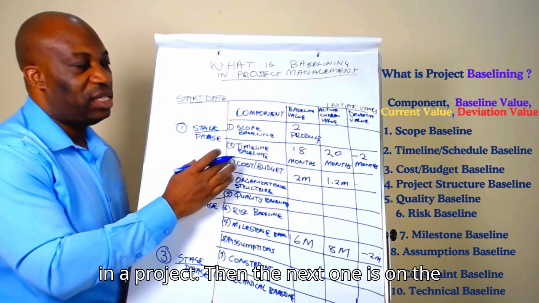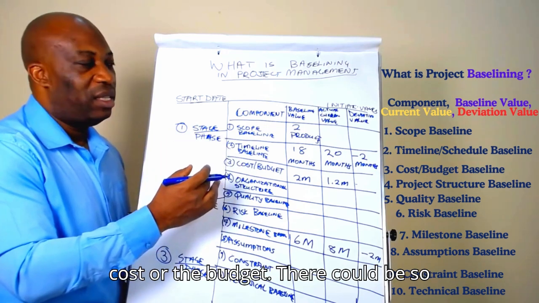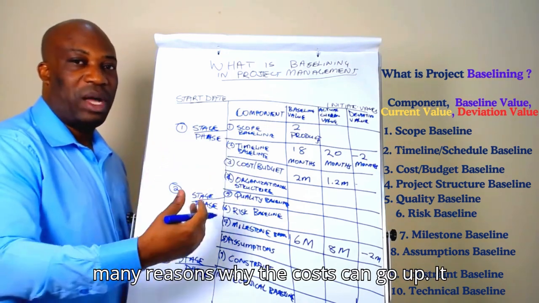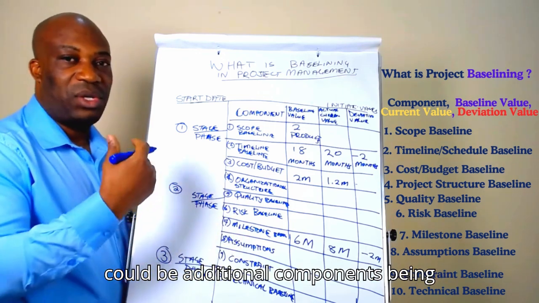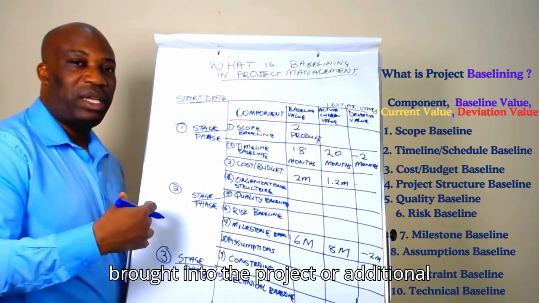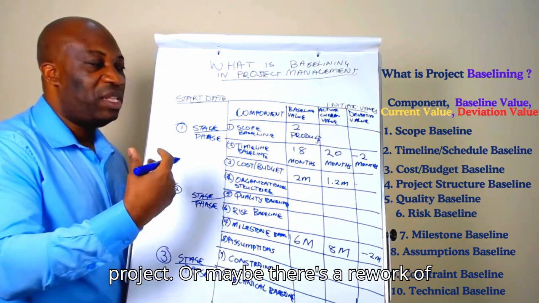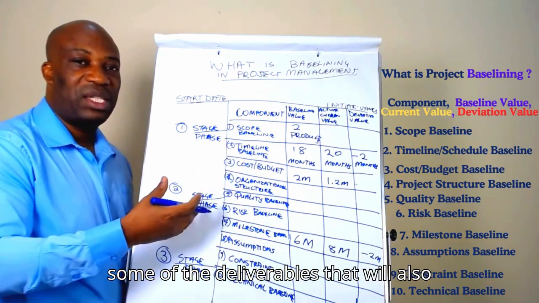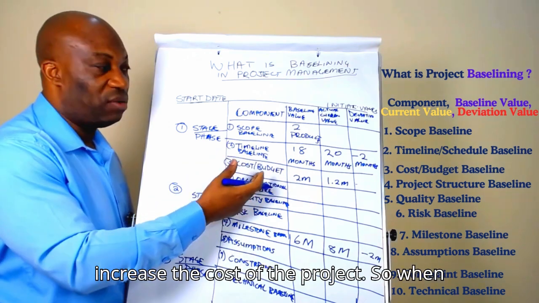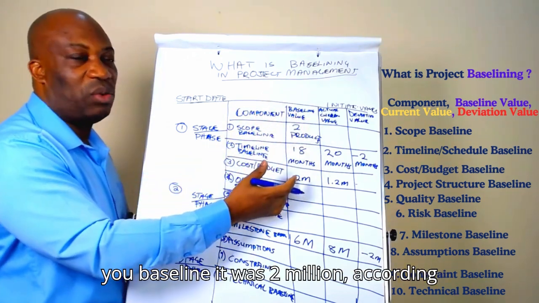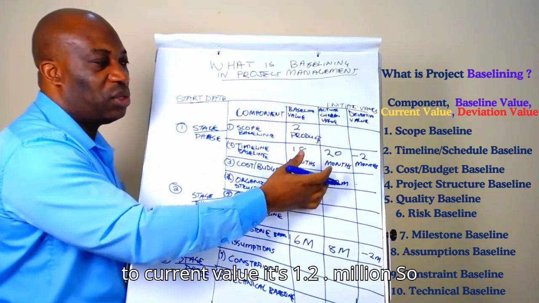Then the next one is on the cost or the budget. There could be so many reasons why the cost can go up. It could be additional components being brought into the project, or additional ingredients being brought into the project, or maybe there's a rework of some of the deliverables that will also increase the cost of the project. So when you baselined, it was 2 million. According to current value, it's 1.2 million.